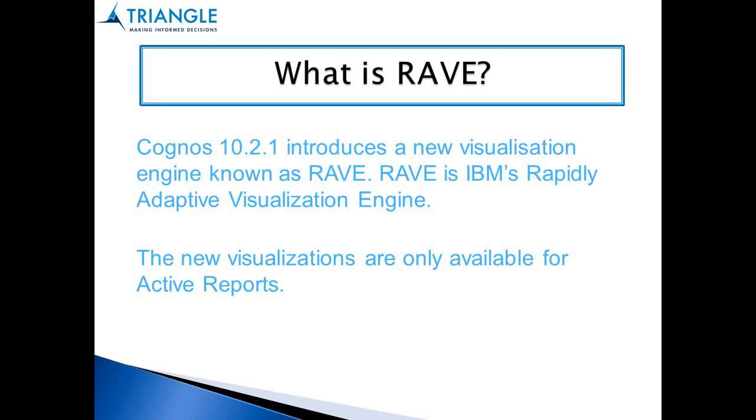So what is RAVE? Well, Cognos 10.2.1 introduces a new visualization engine known as RAVE. RAVE stands for Rapidly Adaptive Visualization Engine. The new visualizations are limited to active reports only.